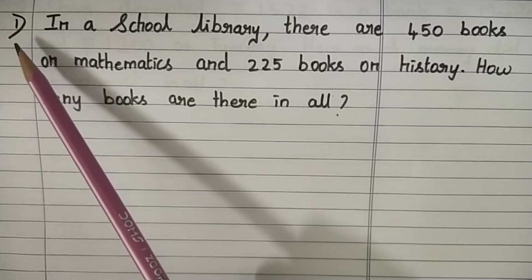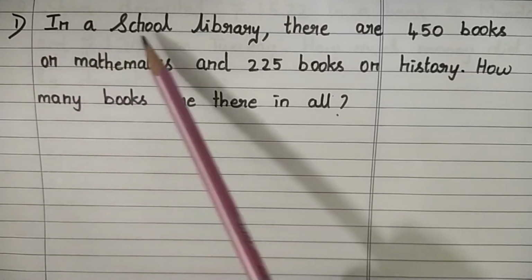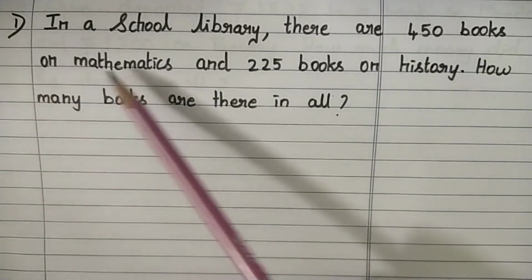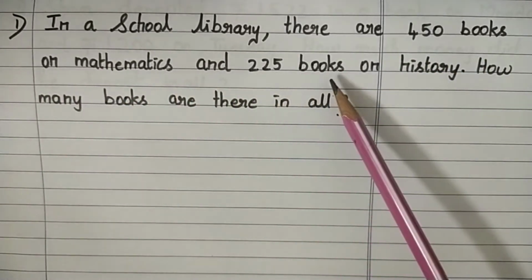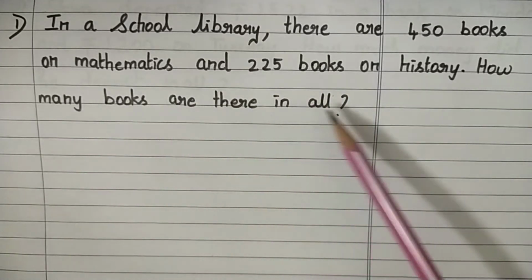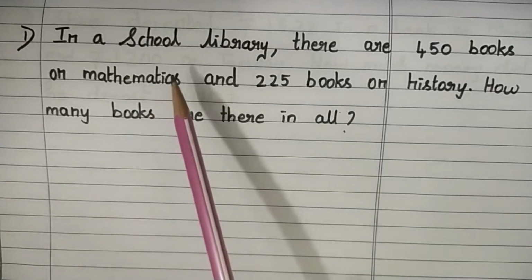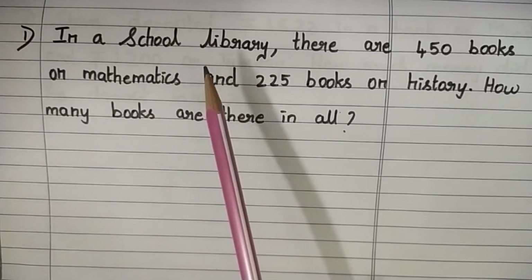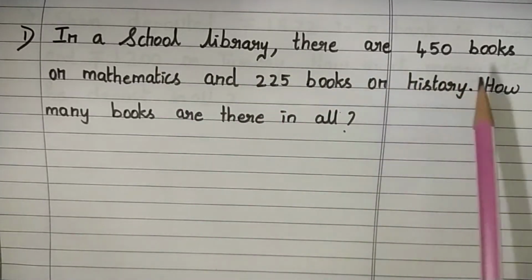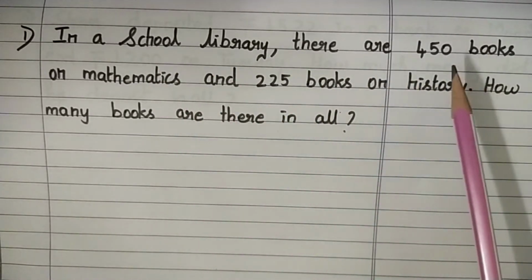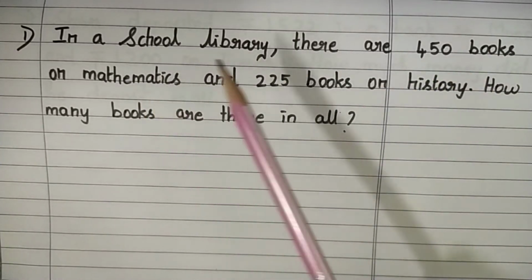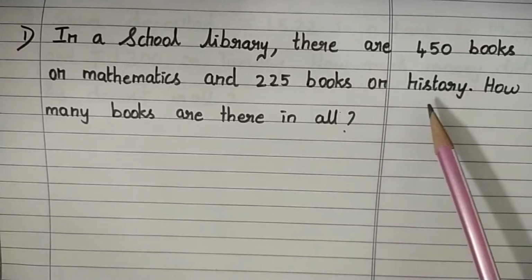Let us see the first story sum, children. In a school library, there are 450 books on mathematics and 225 books on history. How many books are there in all? Children, after reading the story sum, the first thing you have to do is circle the information. In this, what is the information given, children? Yes, you are all correct. 450 books on mathematics and 225 books on history.